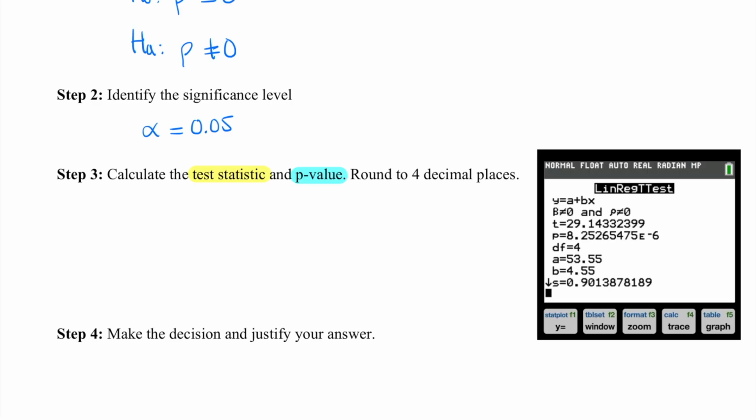This is the result that I got from the calculator. This t value is the test statistic. And I want to round it to 4 decimal places. So my test statistic is 29.1433.